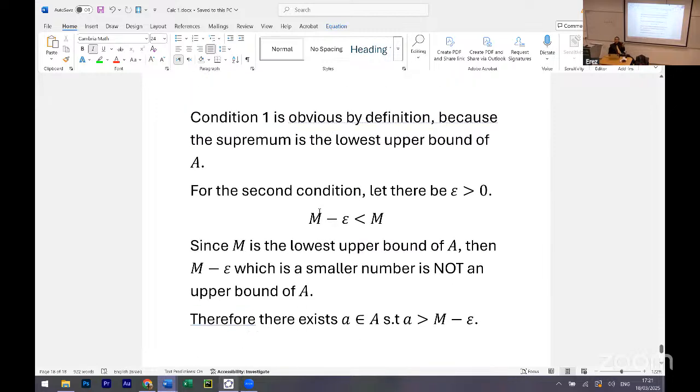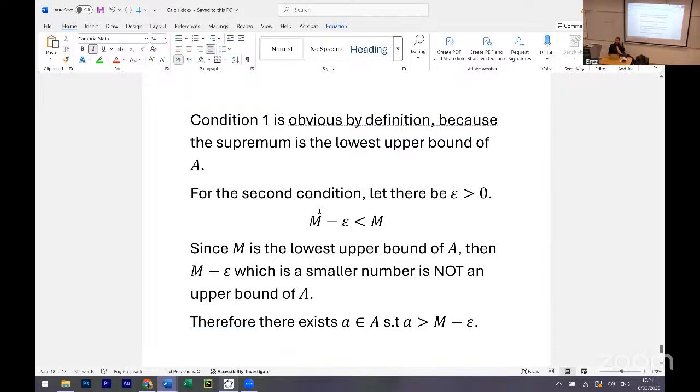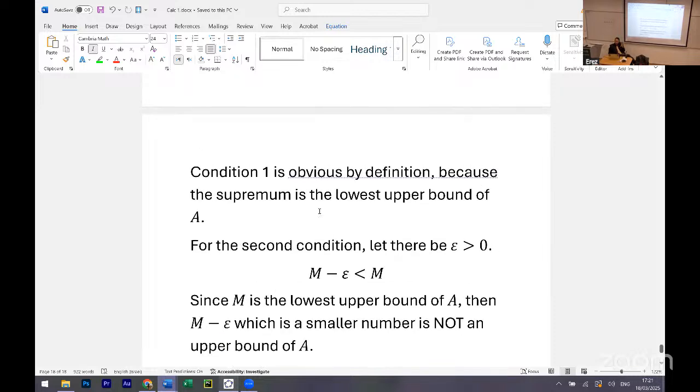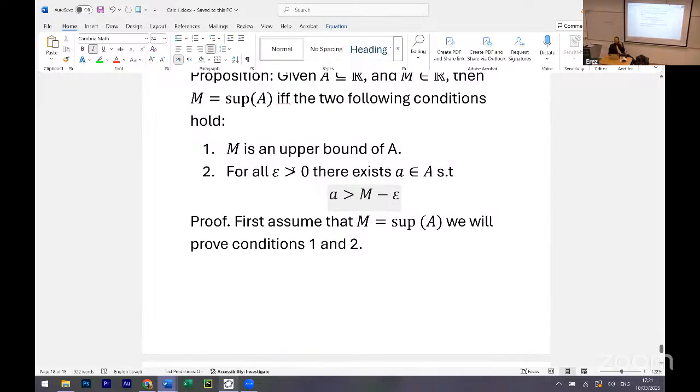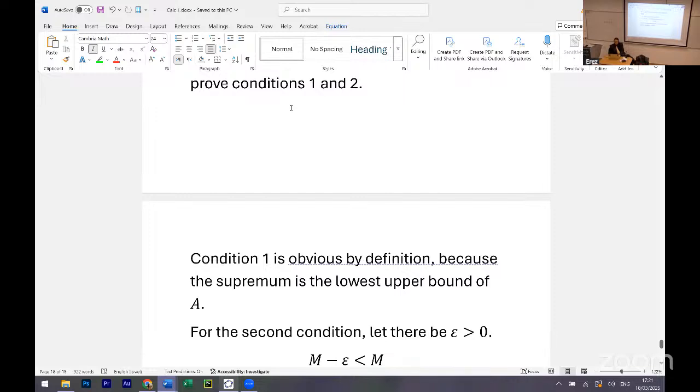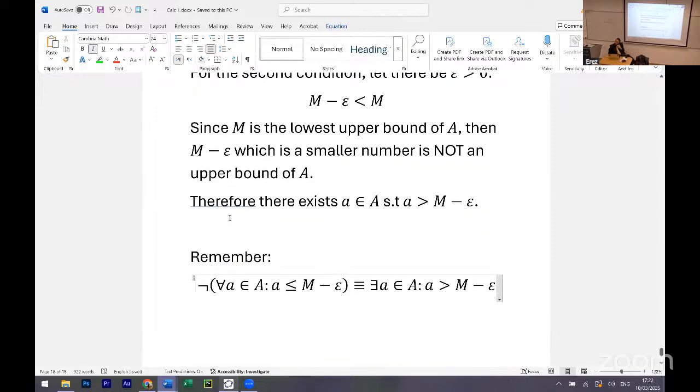Okay, so what did we do? We proved that if M is the supremum, then the two conditions hold. But I'm claiming more than that. The two conditions are equivalent to M being a supremum. So now we wish to prove the other direction, which we often use. The other direction is usually the more useful. So now on to the second direction of proof.